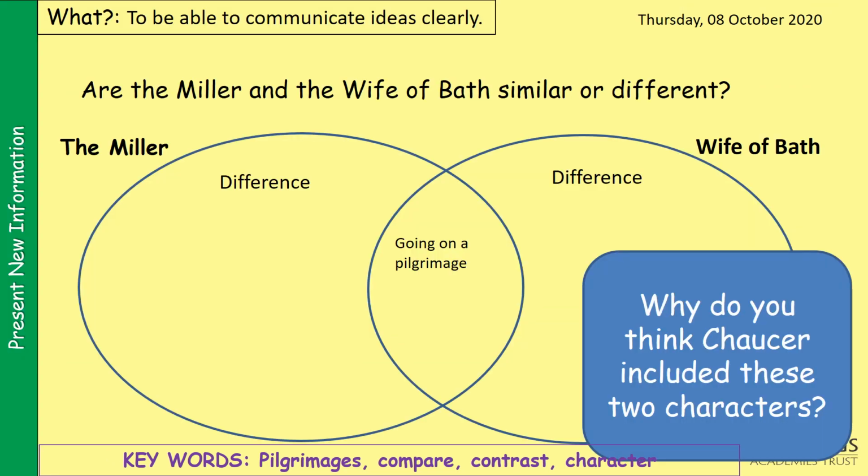Your next task in this lesson is to use a Venn diagram, which you can see on your screen now, the two circles, and look at the differences between the characters of the miller and the wife of Bath. The circle in the middle where the two circles meet is where you would put any similarities, so where they are the same. For instance, I've added on the screen going on a pilgrimage because they are both doing that. For differences, you could look at the wife of Bath, who is described as respectable throughout her life, whereas the miller is said to steal grain, which would make you think possibly that is not respectable.